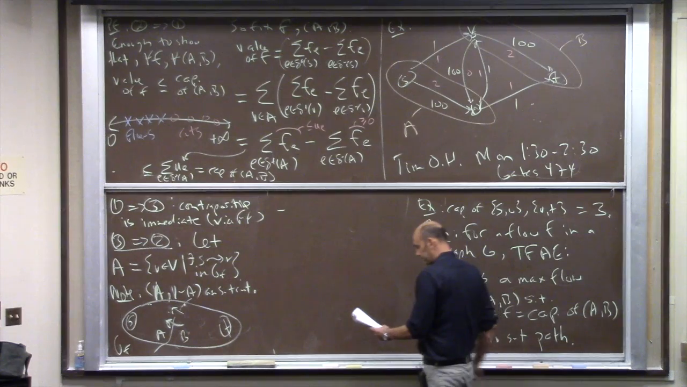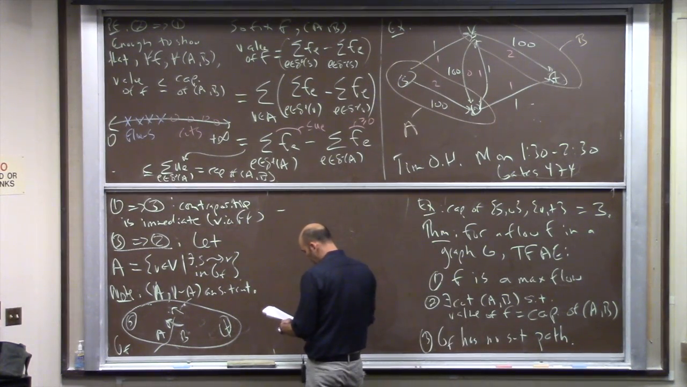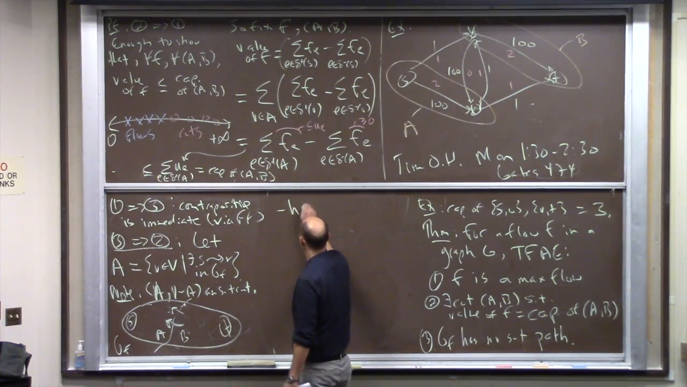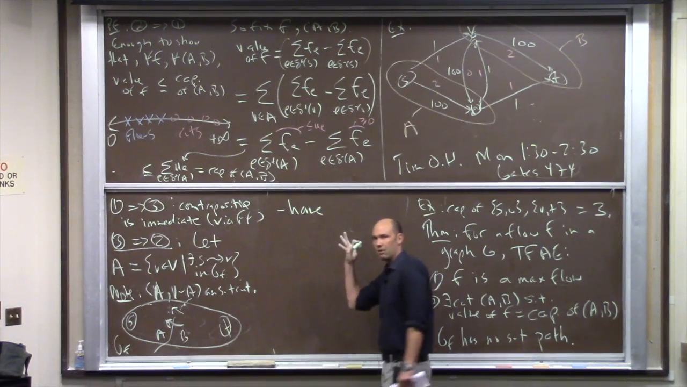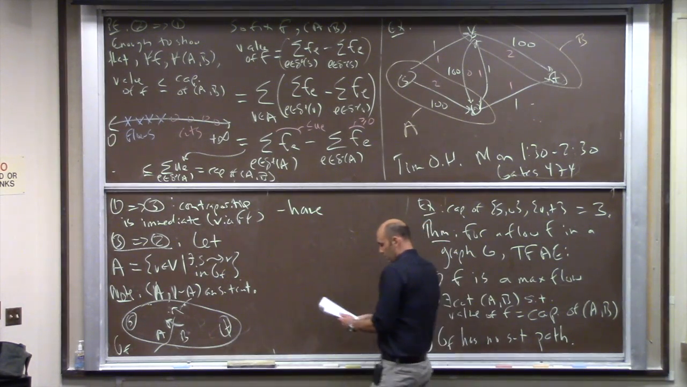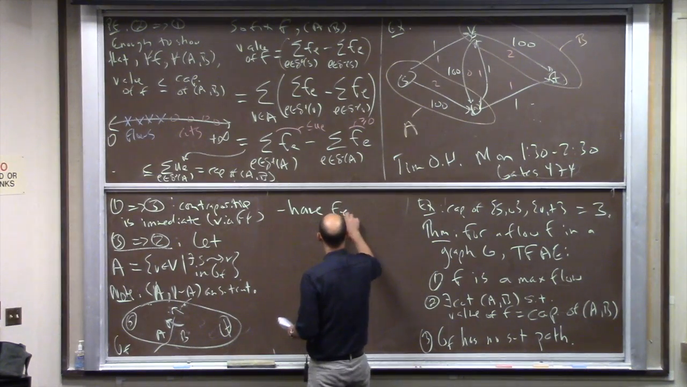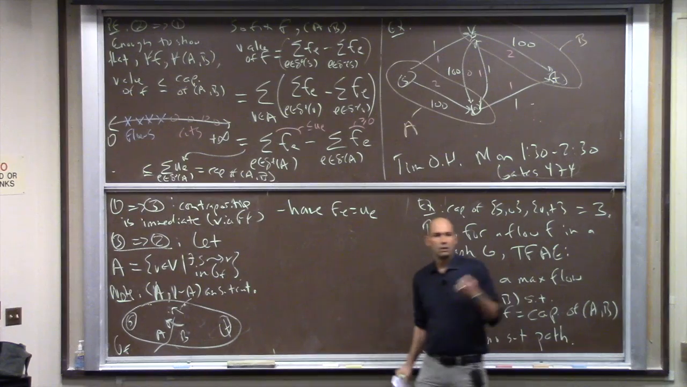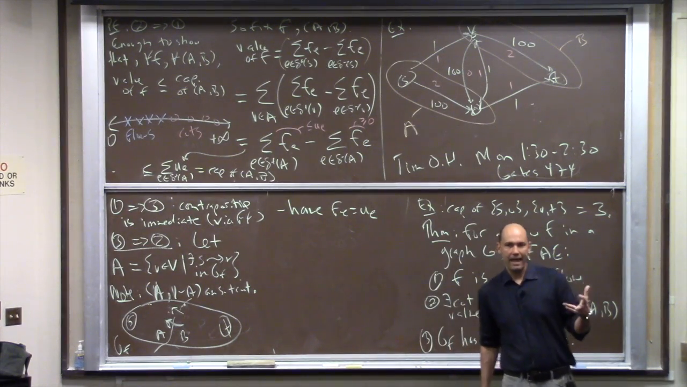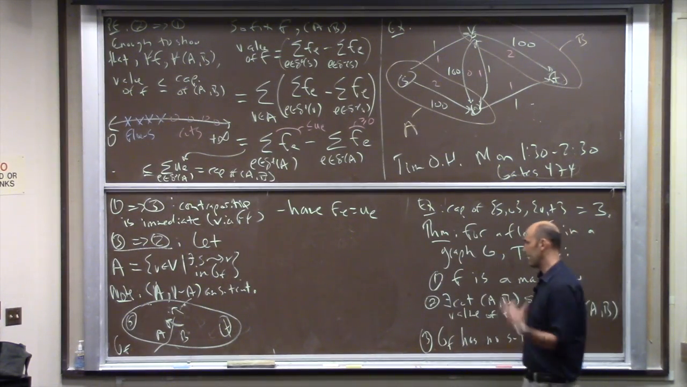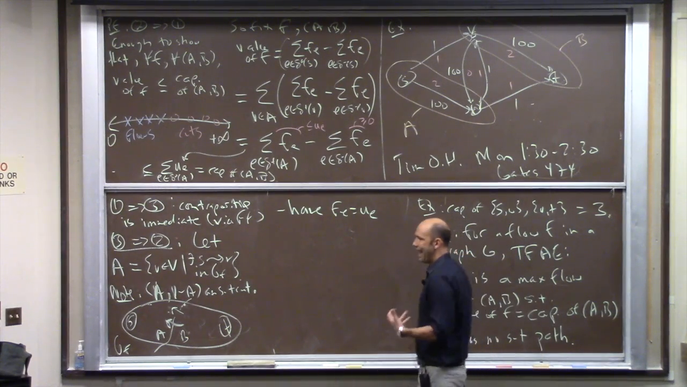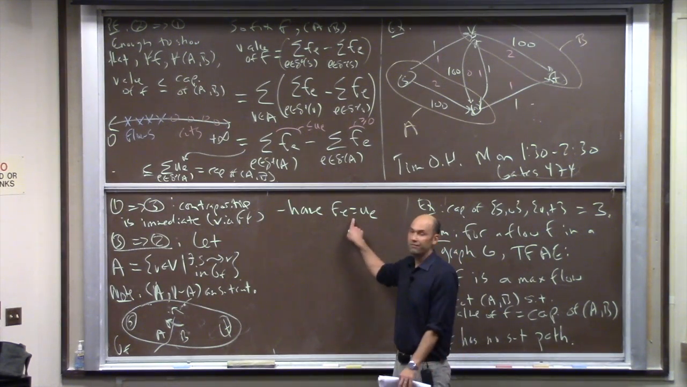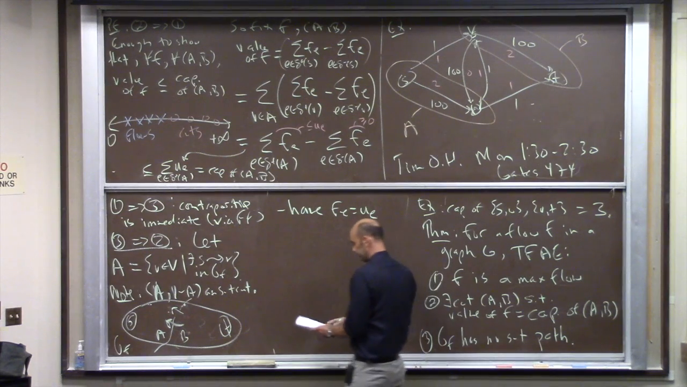So what does that mean? So that means that, thinking about edges back in the original graph G, every edge whose tail is in A and head is in B, that goes from A to B. Every edge of the original graph that goes from A to B has to be saturated. The current flow has to use its full capacity.